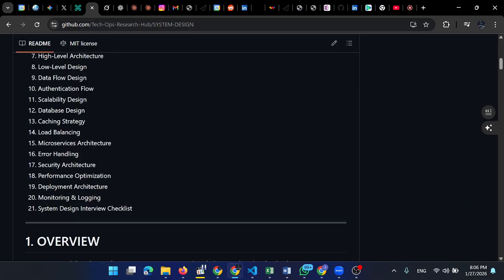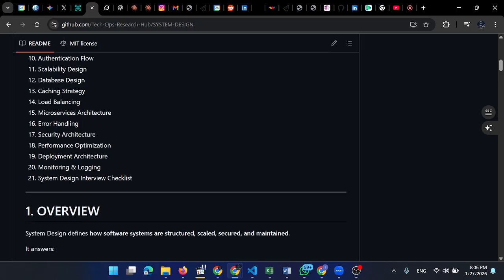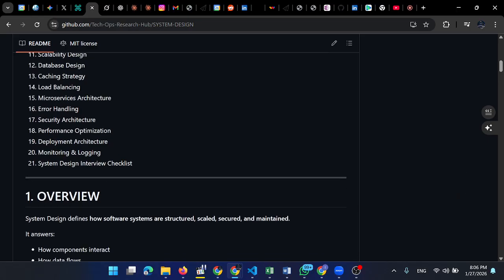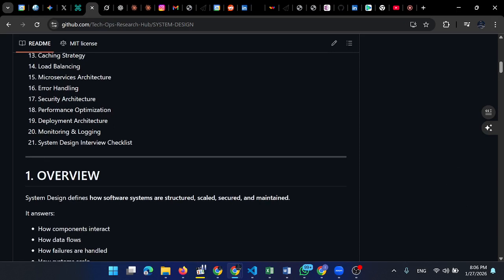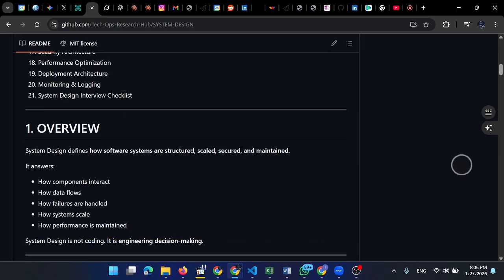Then we have scalability design, database design, caching strategy, load balancing, microservices architecture, error handling, security architecture, performance optimization, deployment architecture, monitoring and logging. Then we have what we call the system design interview checklist. This is also very important, especially for people looking to secure jobs in various tech companies to build systems. It will help you to understand some of the questions that you're required to answer as you go through that process.